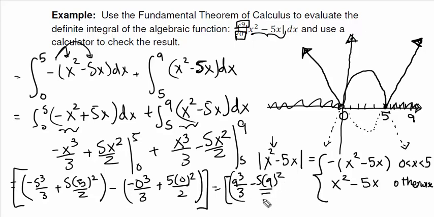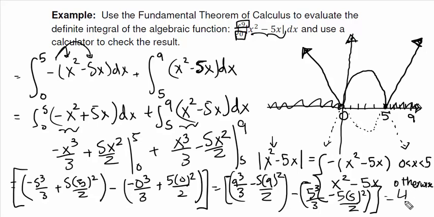Ooh, this is a lot of substituting of numbers. What a time to be alive. 5 cubed over 3 minus, what is it, 5 times 5 squared over 2. I don't even have room to do this all out by hand, so I'll just tell you that it is 493 over 6, and you can check that on your own.